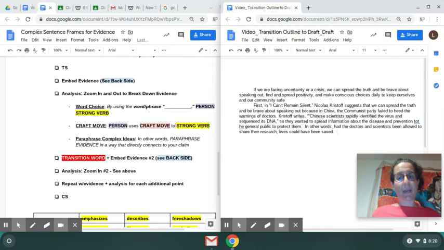Now I'm ready to jump into my second piece of evidence. I'm going to use a transition word and then repeat that process. I can use this tool to help me as I go.